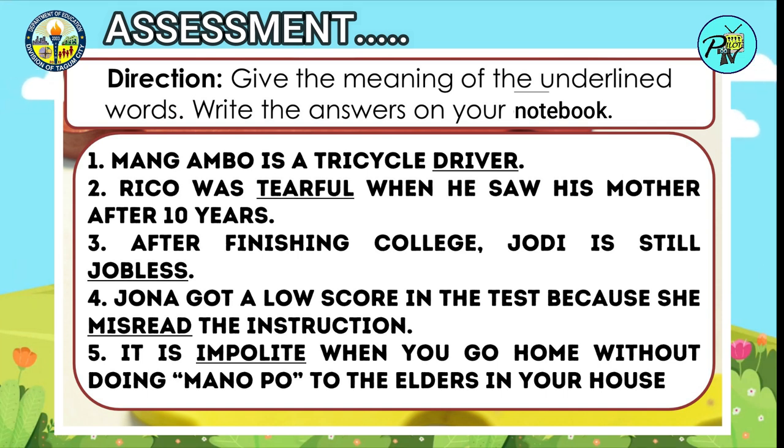Number one, Mang Ambo is a tricycle driver. The underlined word is driver. Number two, Rico was tearful when he saw his mother after 10 years. The underlined word is tearful. Number three, after finishing college, Jody is still jobless. The underlined word is jobless. Number four, Jonna got a low score in the test because she misread the instruction. The word is misread. Number five, it is impolite when you go home without doing mano po to the elders in your house. The underlined word is impolite.